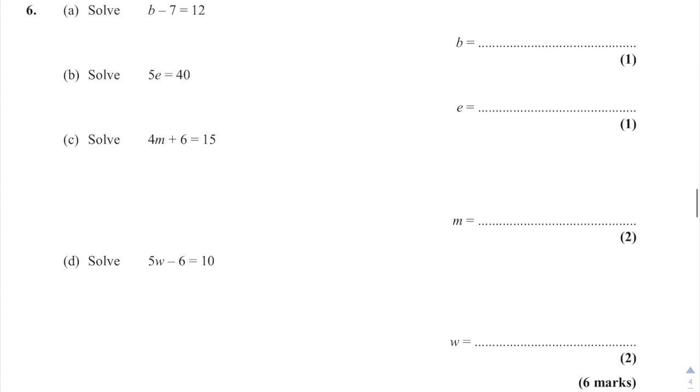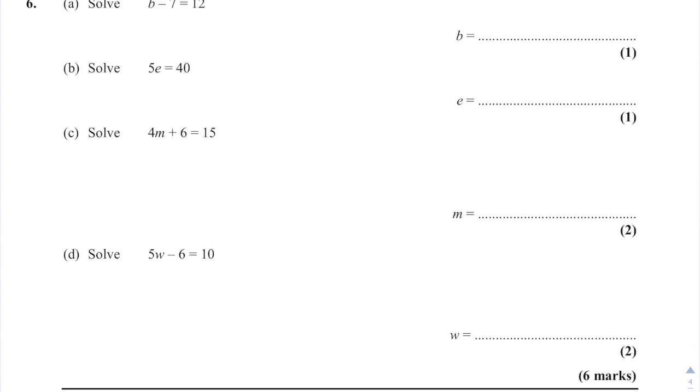So for 6a, we've got b minus 7 equals 12. So we're going to plus 7 on both sides. So that's going to be b equals 19. So I'm sure you're getting the hang of this now. So let's try and get through the remaining questions.